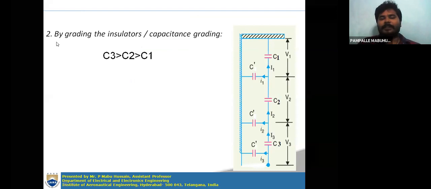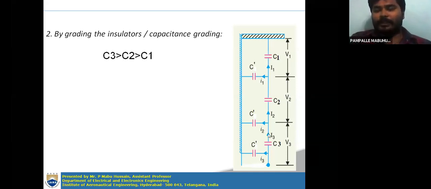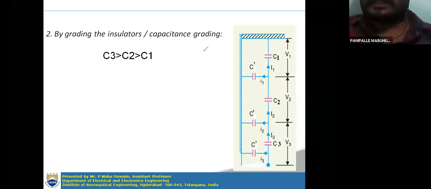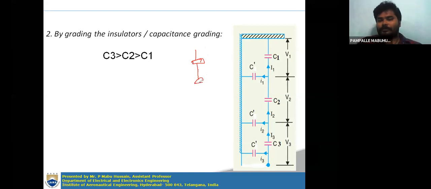Right, and the second method is grading the insulators, also called capacitance grading. Grading of insulators is nothing but, instead of using the same discs, so if you observe the string of insulators, here we are having insulator discs. Let us take 3 discs. Here you have the line conductor. This is connected to the cross arm of your tower. Okay, so let us assume these are the discs in a string.